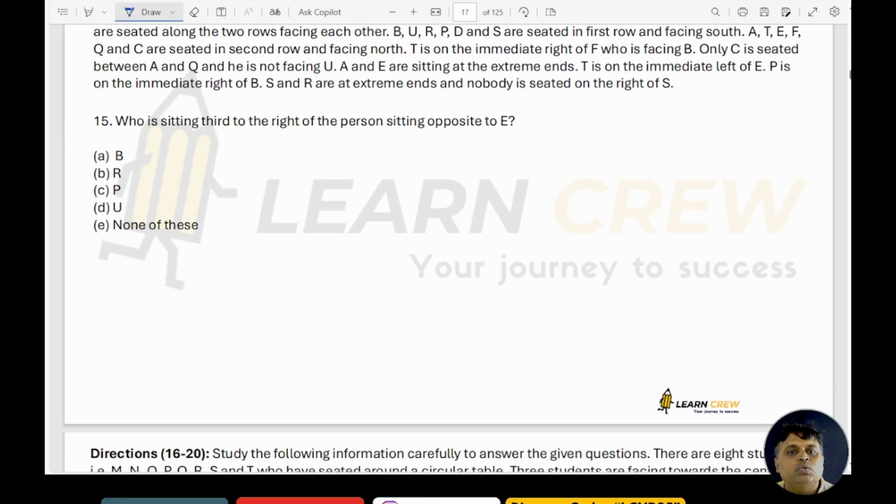15th question. Who is sitting third to the right of the person sitting opposite to E? Third to the right of the person sitting opposite to E. Please see here.